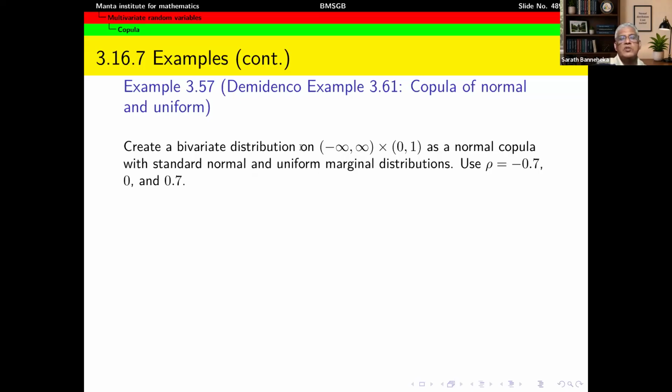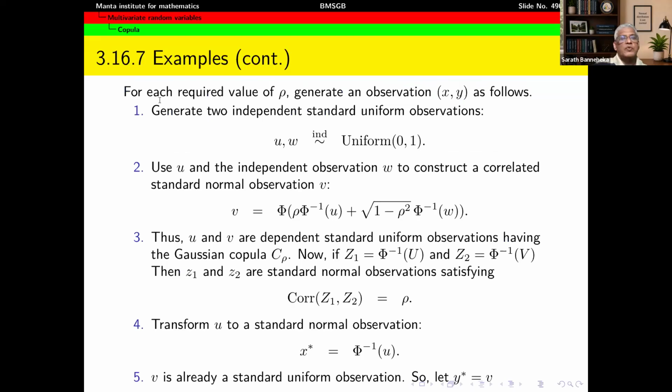So create a bivariate distribution on negative infinity to positive infinity times 0 to 1 as a normal copula with standard normal and uniform marginal distributions. Here the question is telling us to consider three possible values for rho, three cases: rho equal to -0.7, rho equal to 0, and rho equal to 0.7. As I mentioned, I'm not going to calibrate in this case. I'm going to see what happens when we generate without calibrating. So for each required value of rho, generate an observation x, y as follows. Actually, we are going to get x star, y star values, not really x, y values.